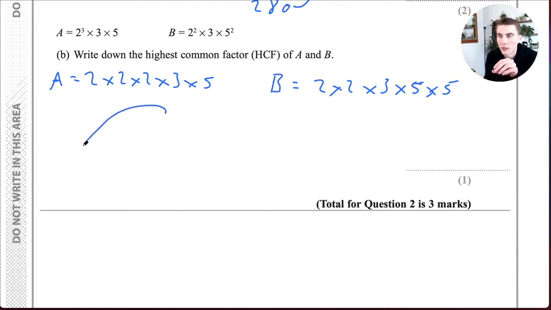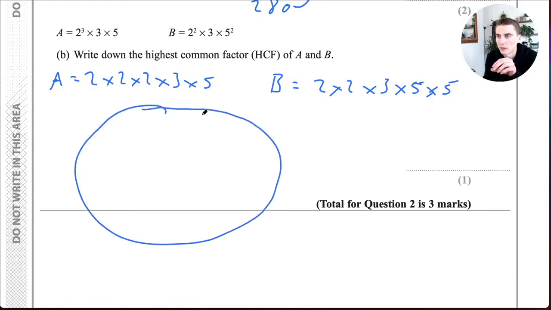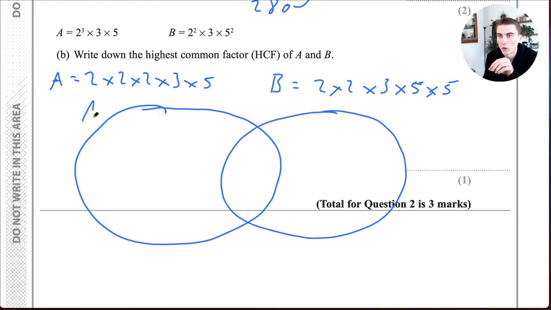What I like to do though is basically draw a huge Venn diagram. So let's make this nice and big. Make one of them A, make one of them B. And basically we need to put all the numbers, all the 2s, 3s and 5s, somewhere in the Venn diagram.